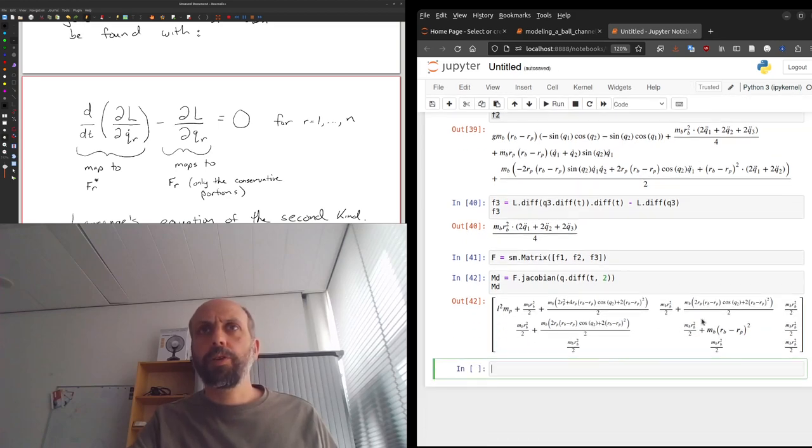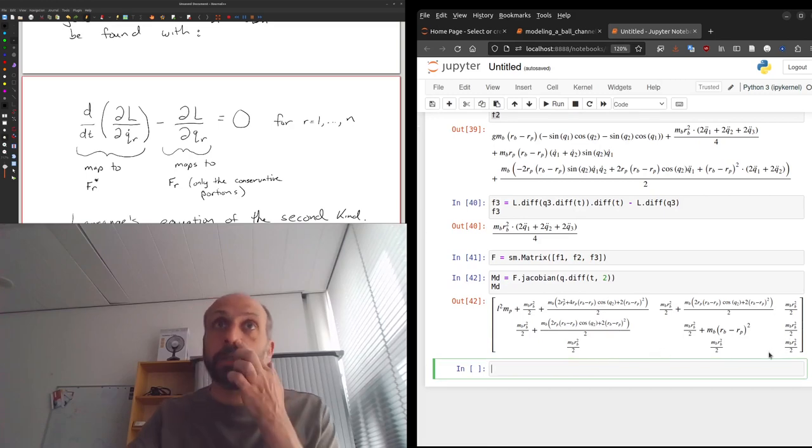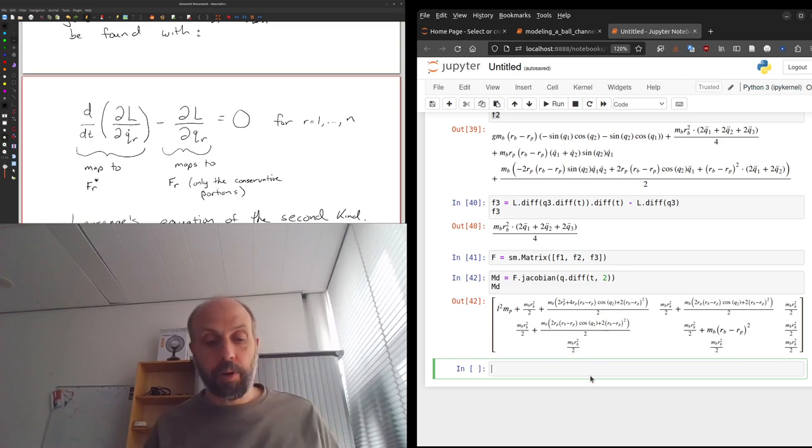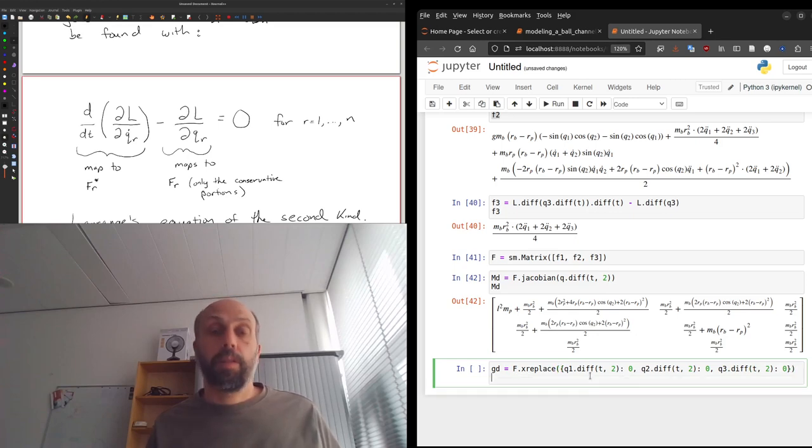It has all the terms there, and it's symmetric, you can see, which is expected. And this is the mass matrix of that system, unconstrained. And then the remainder part, G, is whatever's left. So F.xreplace. I then need to substitute zeros for each of the accelerations: q1 dot diff t, 0, q2 dot diff t, 0, and q3 dot diff t, 0. I believe that's correct, and then we'll look at it to make sure.